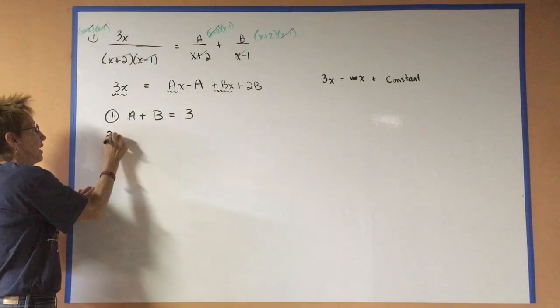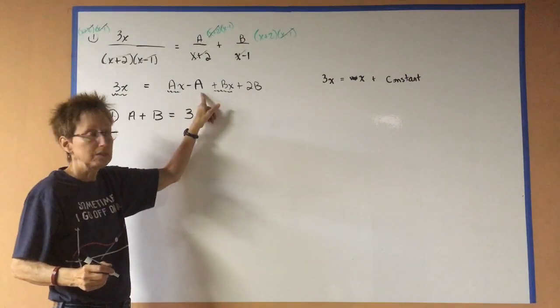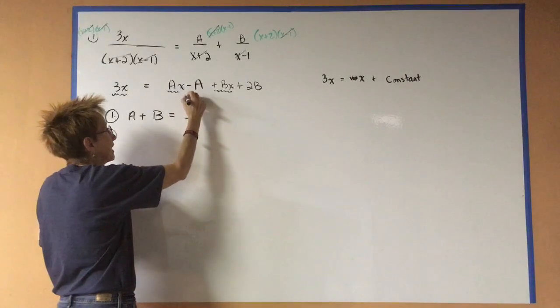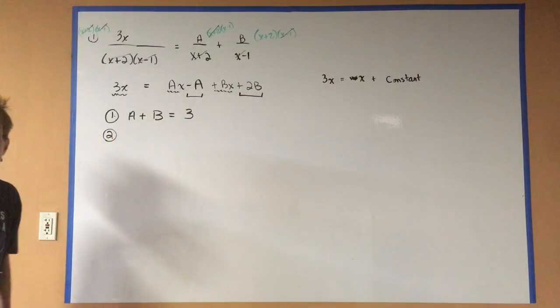And then, so I had x's, but I also have constants here. So my constants, I have a negative a plus 2b. There's no x's in either one of those.